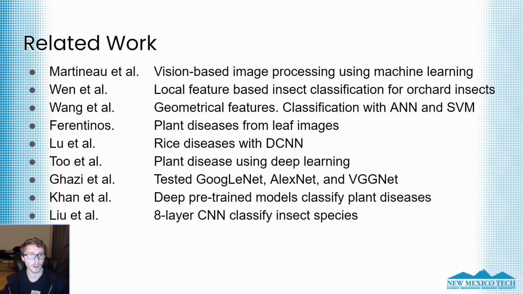And the thing that all of these have in common is machine learning. So various ones have used different vision-based machine learning systems to try and identify plant diseases, plants, insects, and various crop pests. So from Ferentinos down, all of these used convolutional neural networks, which are extremely good for automatic feature extraction.